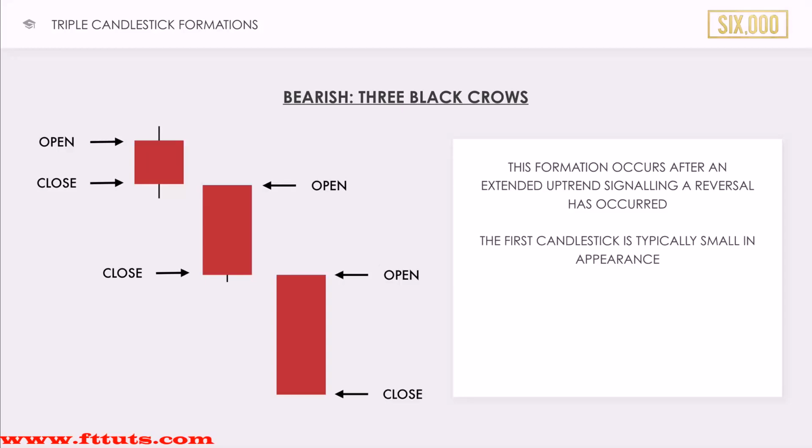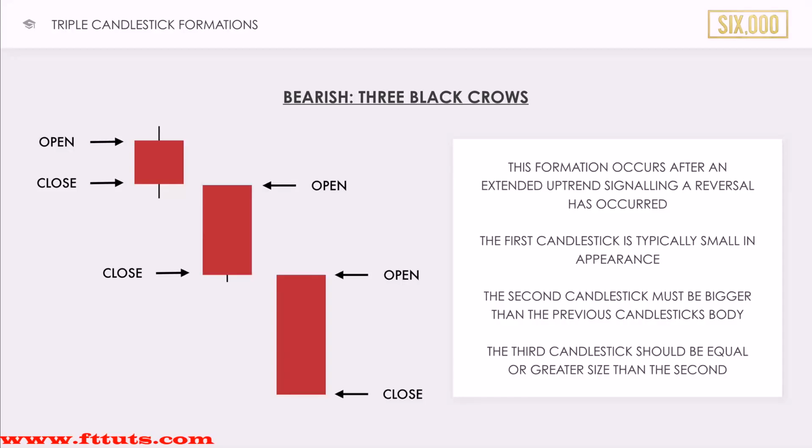The first candlestick is typically small in appearance, and again, the second must be bigger than the previous candlestick. So again, we can see that the second candlestick in this formation is almost double the size of the first. The third candlestick needs to be of similar or equal size, or greater in size, than the second. So we can see here it's almost twice the size of the second candlestick.